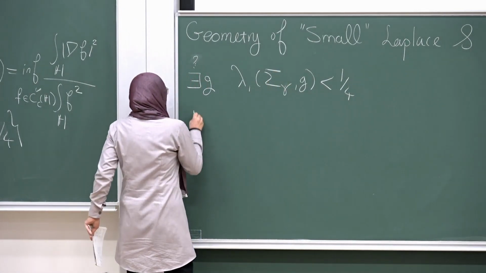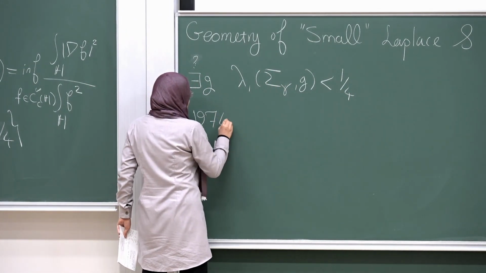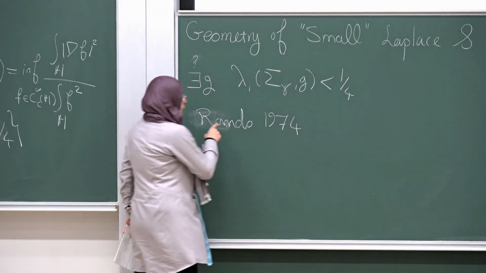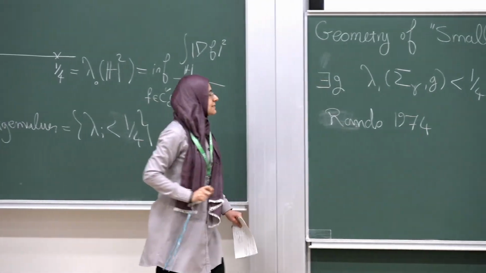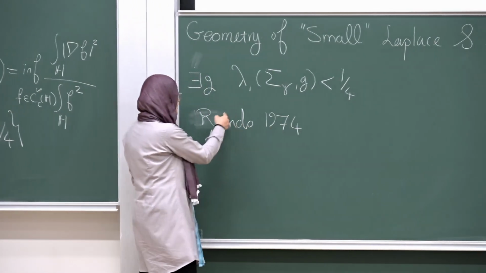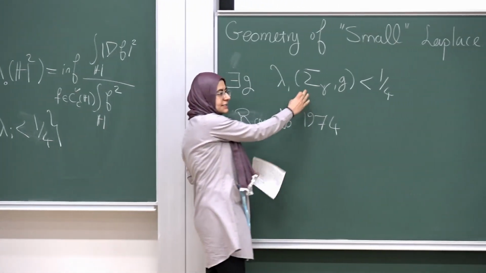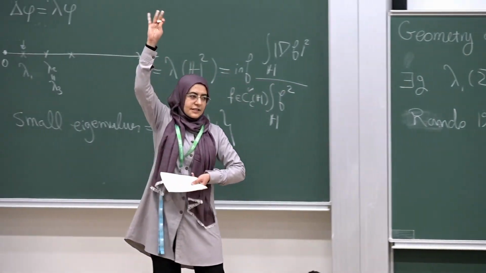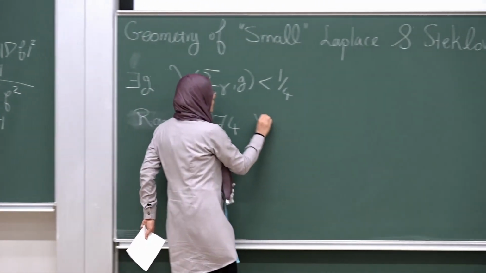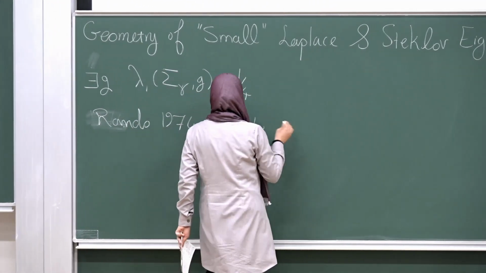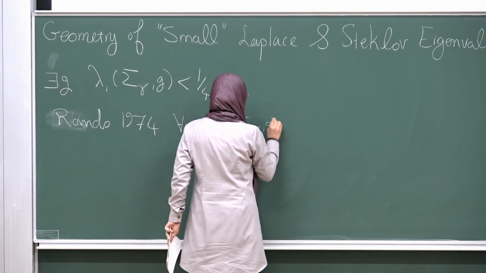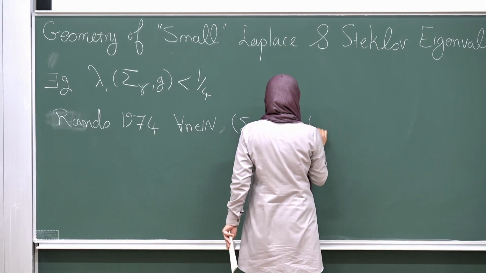And then in 1974, Randol corrected this mistake. The way that Randol answered that, he fixed a hyperbolic surface and built an n-sheeted cover and used the Selberg trace formula to show that for every natural number n and surface sigma, there exists a finite sheeted cover.